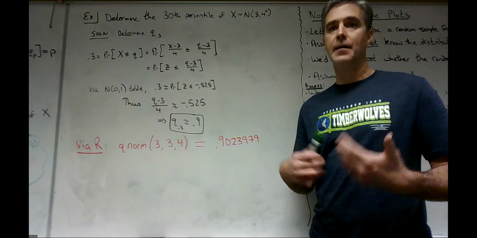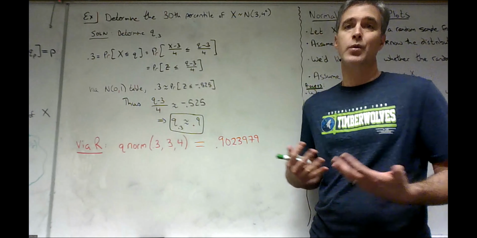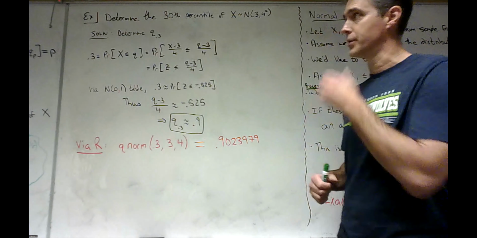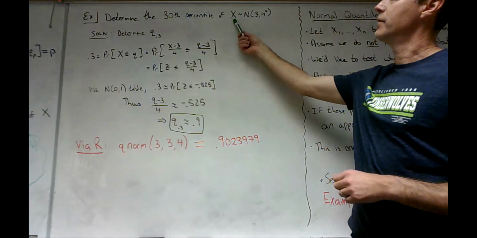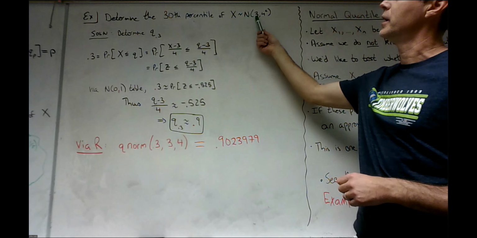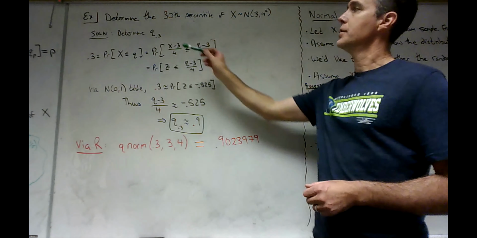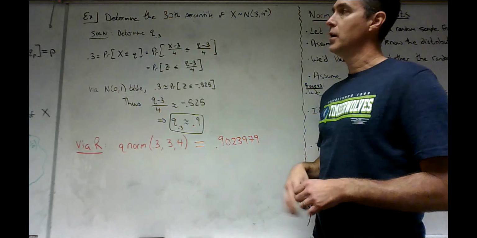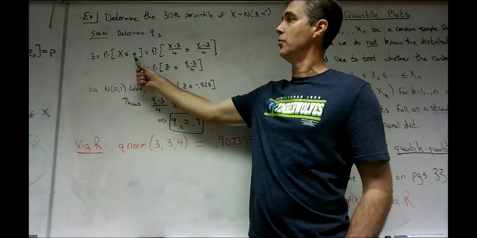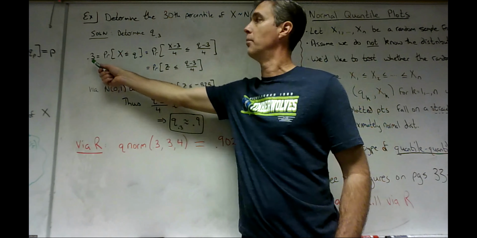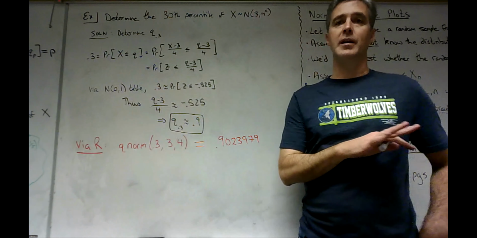Oftentimes we're going to need to find quantiles for normal distributions. We like data that's normal, so we'll deal with normal stuff a lot. In this example, I'm going to find the 30th percentile of a random variable that's normal with a mean of 3 and a variance of 4 squared. It's not the standard model. I'm looking for q sub 0.3. By definition, this means I want the probability to the left of q to equal 0.3.